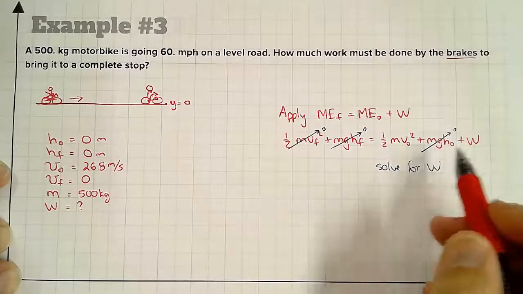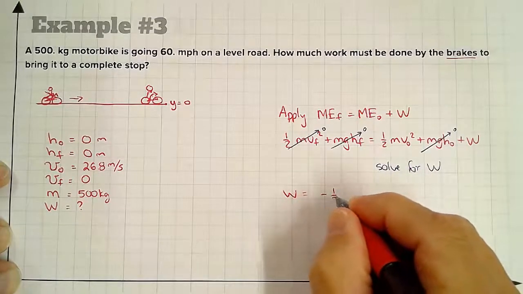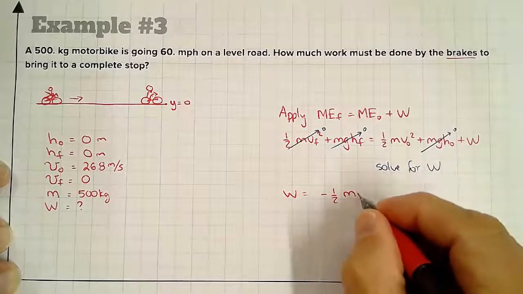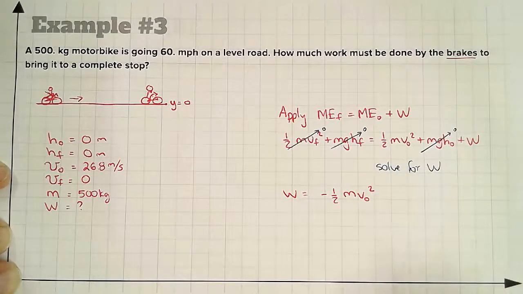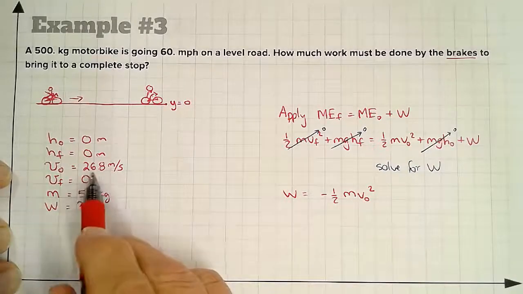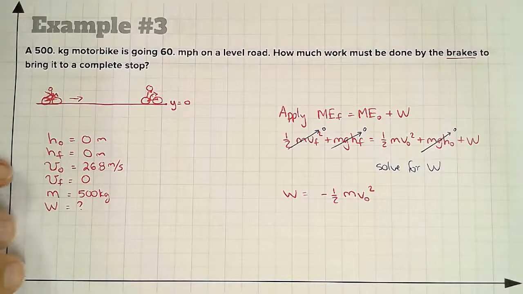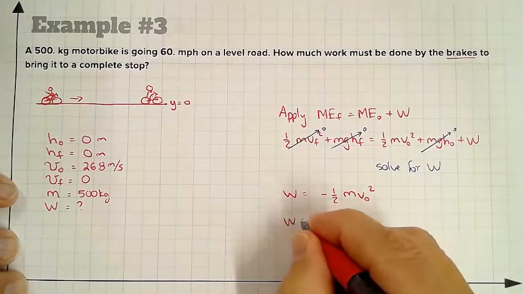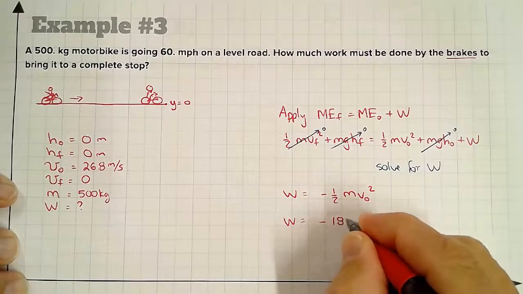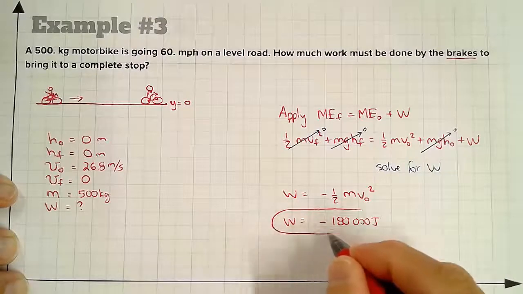Okay? So, to find the work, it's pretty easy. We just get the work equals minus 1/2 m times the initial velocity squared. Okay? m is 500. The initial velocity is 26.8 squared times 1/2. And when you do that, I think it's pretty easy to get to the answer by plugging in the numbers. You can show that the answer is negative 180,000 joules. So it's negative because energy was removed.